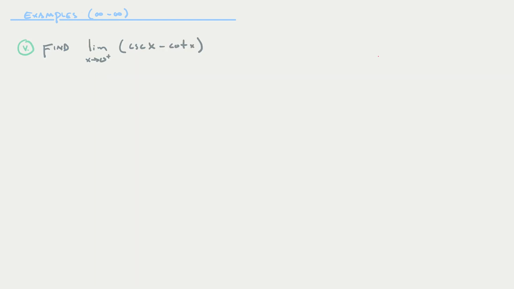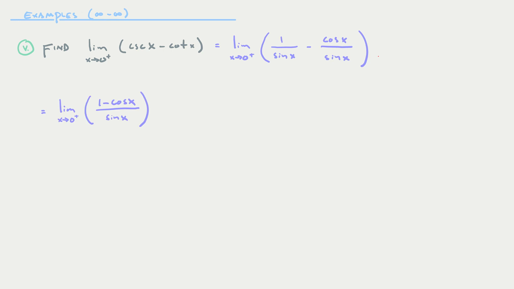Here we've got the limit as x approaches 0 from the right of the cosecant of x minus the cotangent of x. And the nice thing about trig functions is you can always use some identities to rewrite them. So this is the same as the limit as x approaches 0 from the right of 1 over sine of x minus cosine x over sine of x, for which we already have a common denominator, and here we go. Here's a quotient.